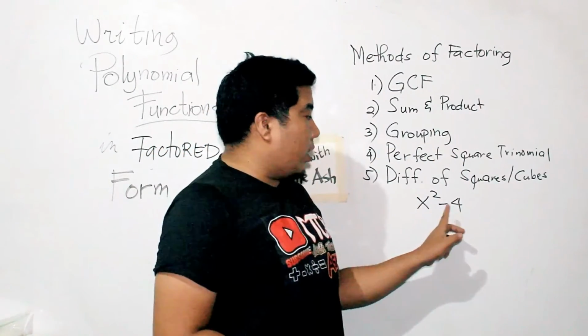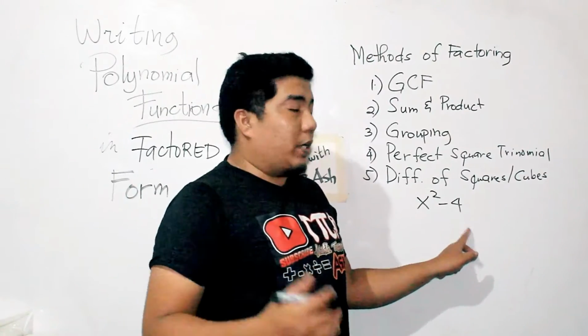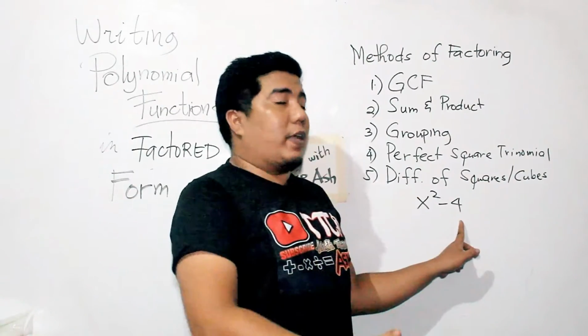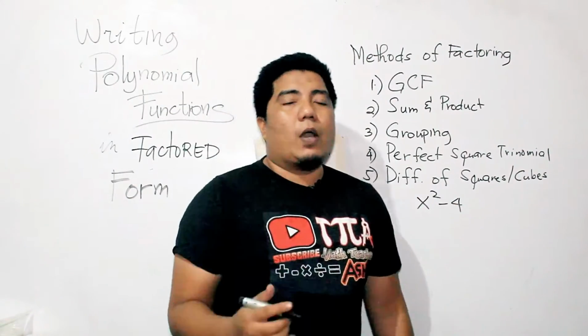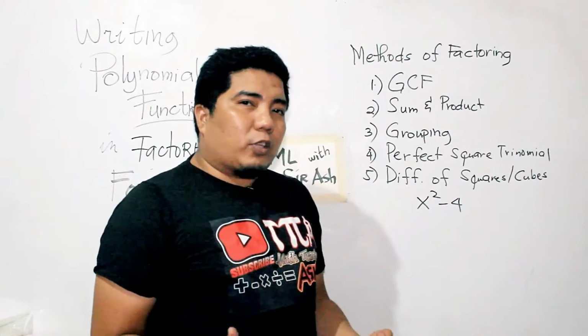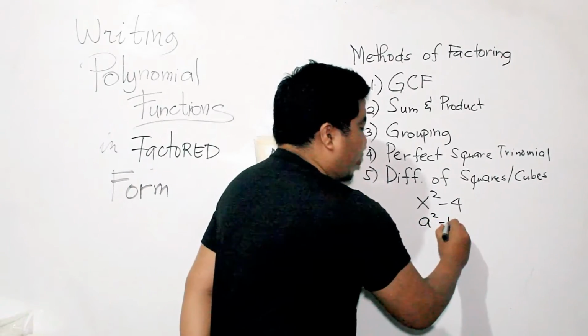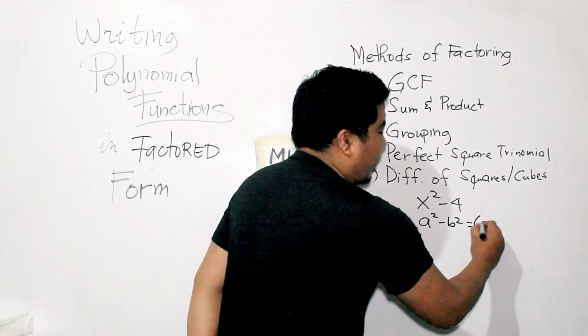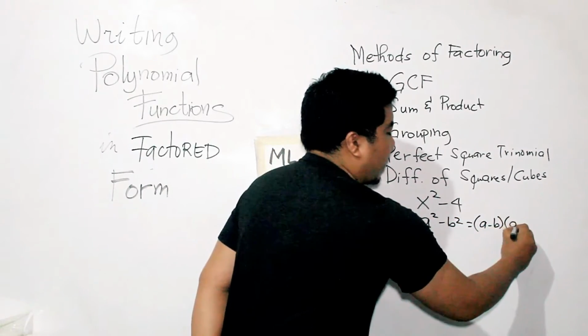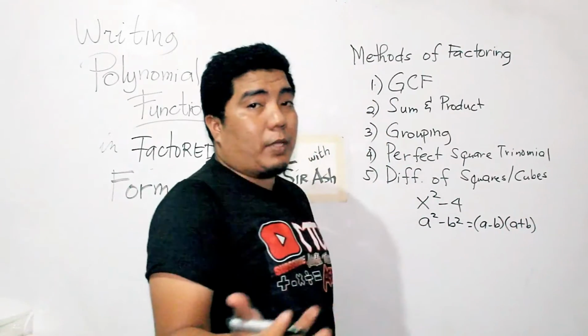X squared is a perfect square and 4 is a perfect square. This is subtraction, so it is the difference of two squares. Now, how do you factor the difference of two squares? Remember, if you have a squared minus b squared, the factored form of this is a minus b times a plus b, or a plus b times a minus b.